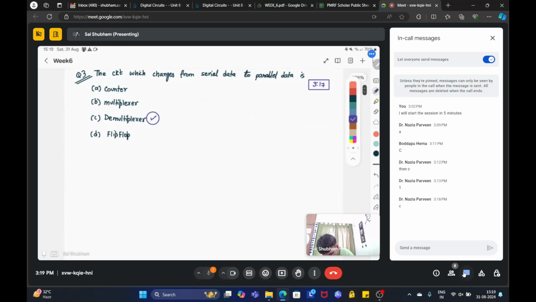The reason is that, first you have the counter. When you provide a clock signal, which is serial in nature, the counter will basically look like this. We'll have a series of flip-flops, and this will be your clock, and the output will be fed to the next.